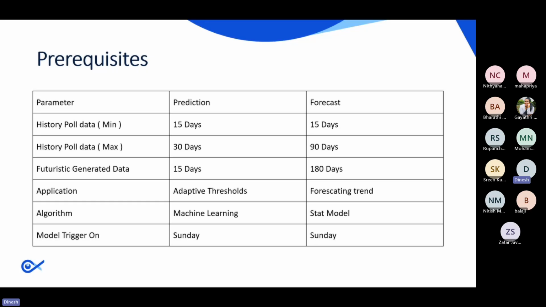Whereas for forecasting or capacity planning, we need a minimum of 15 days to 90 days of polled data to have futuristic generated data for 180 days. Here, the application is forecasting trend, and we use a stat-based model. Again, this model will be triggered every Sunday. In case you want to trigger it immediately, as and when required by the customer, this can be configured.